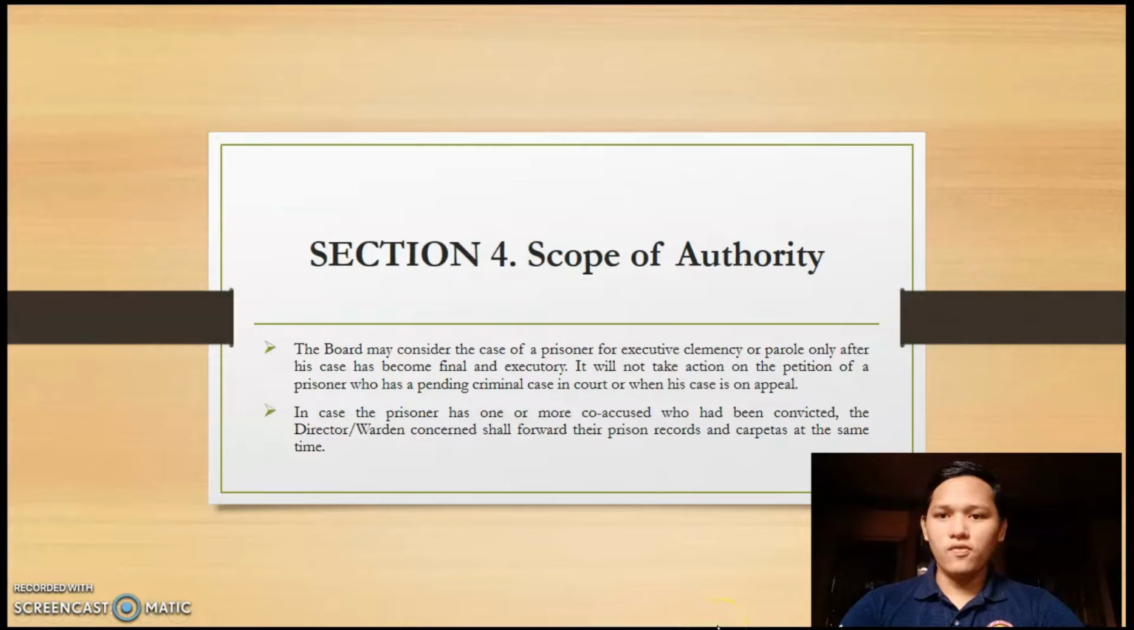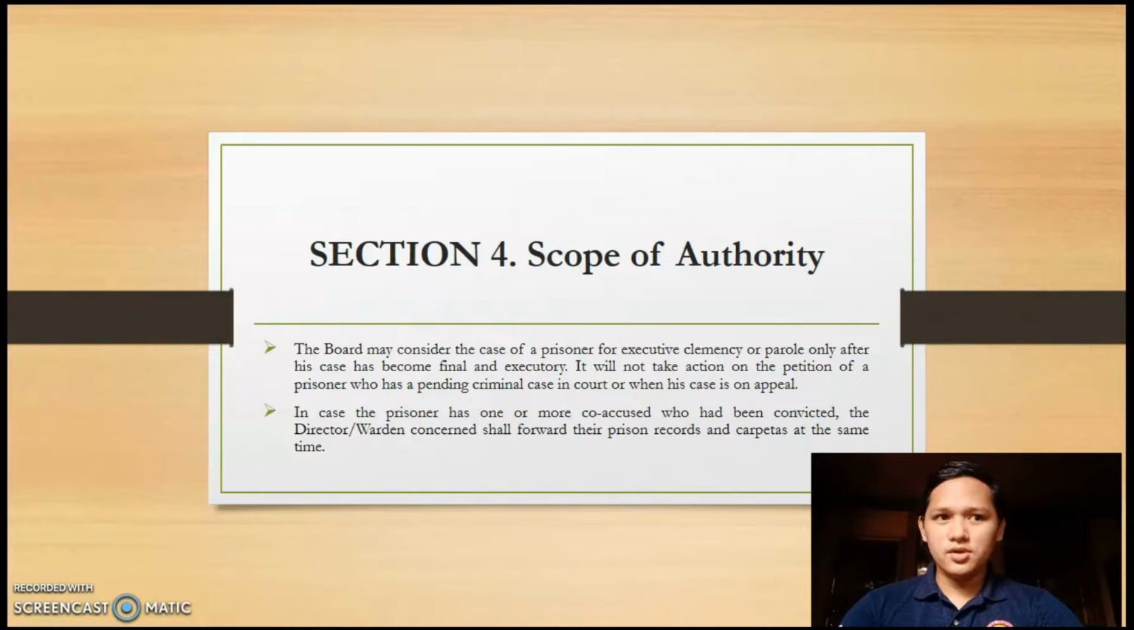Section 4. Scope of Authority. The Board may consider the case of a prisoner for executive clemency or parole only after his case has become final and executory. It will not take action on the petition of a prisoner who has a pending criminal case in a court or when his case is on appeal.